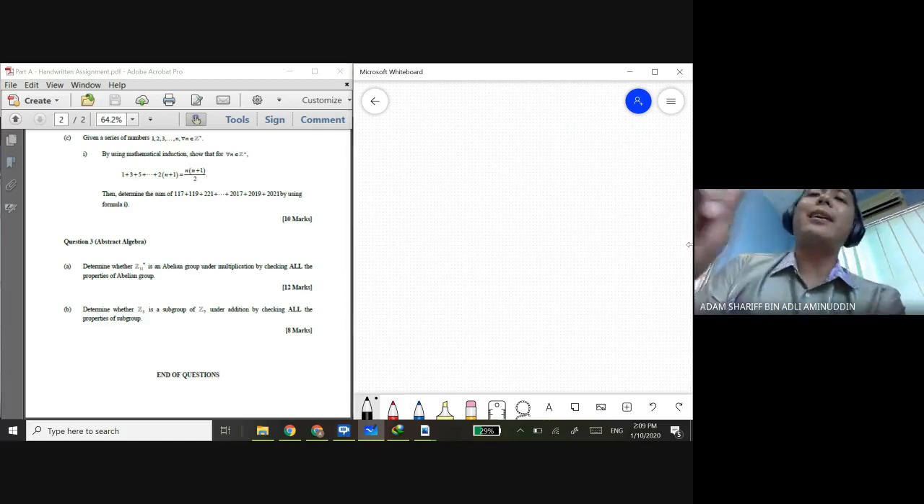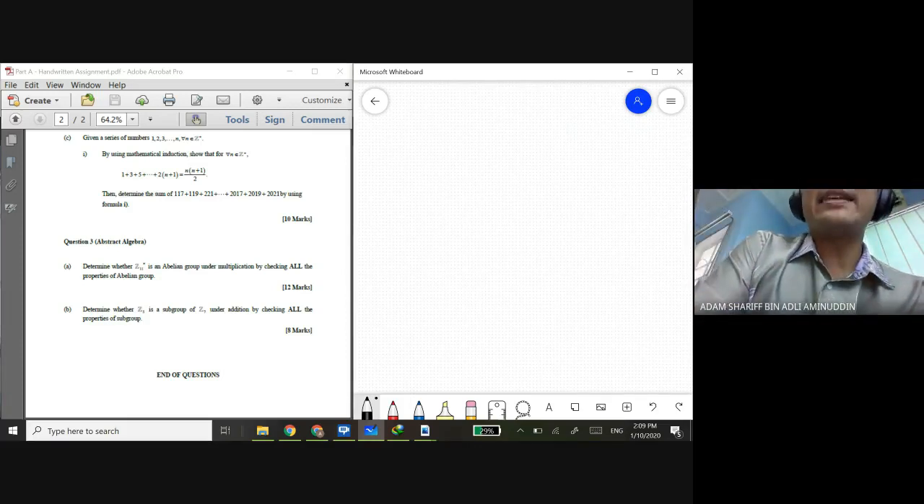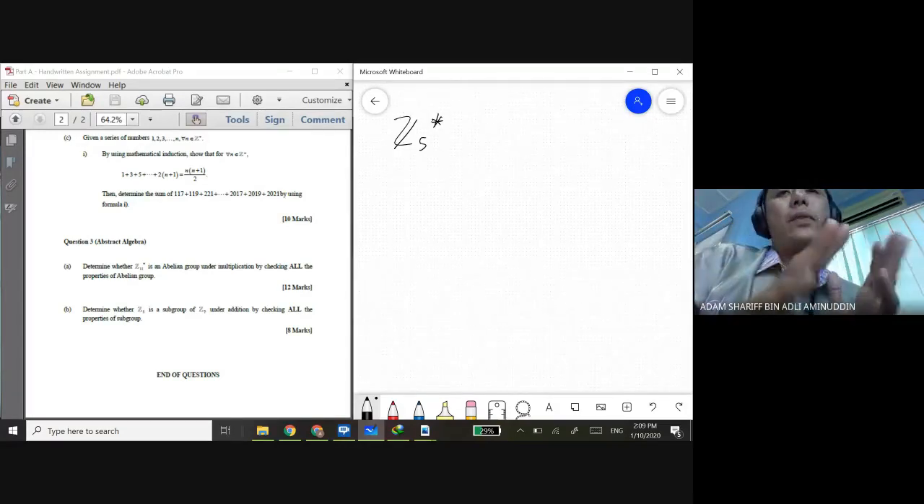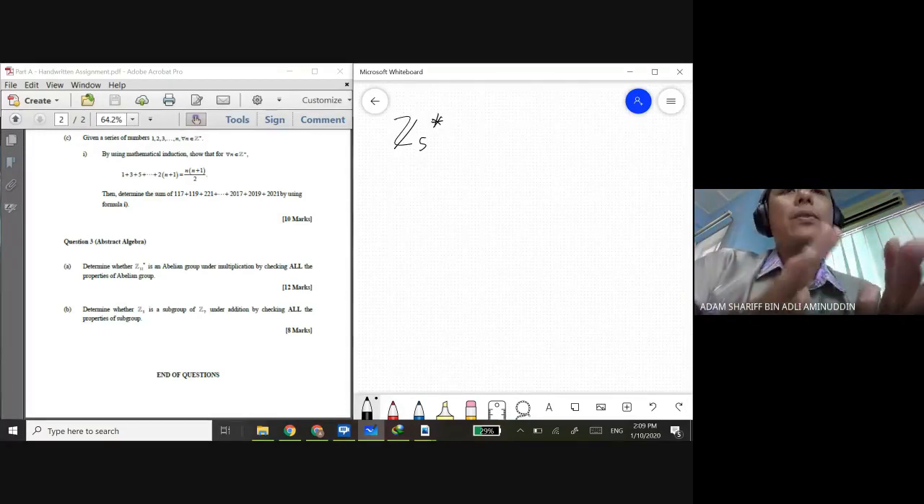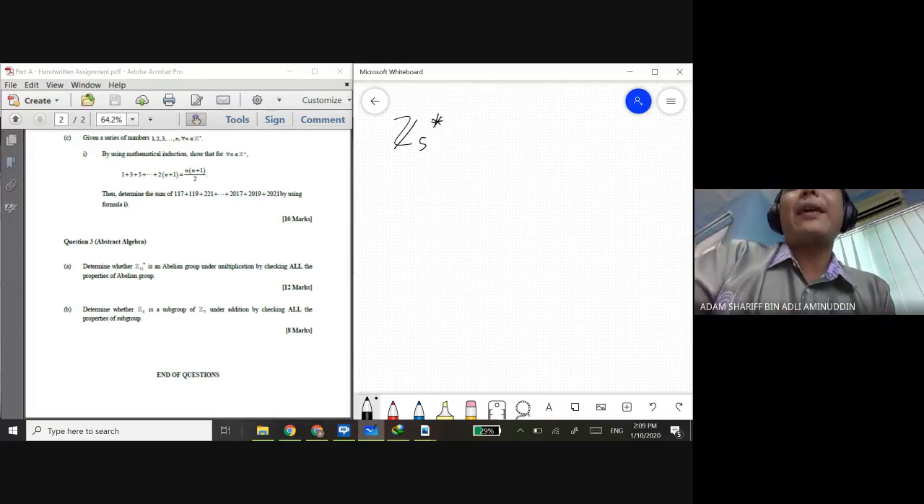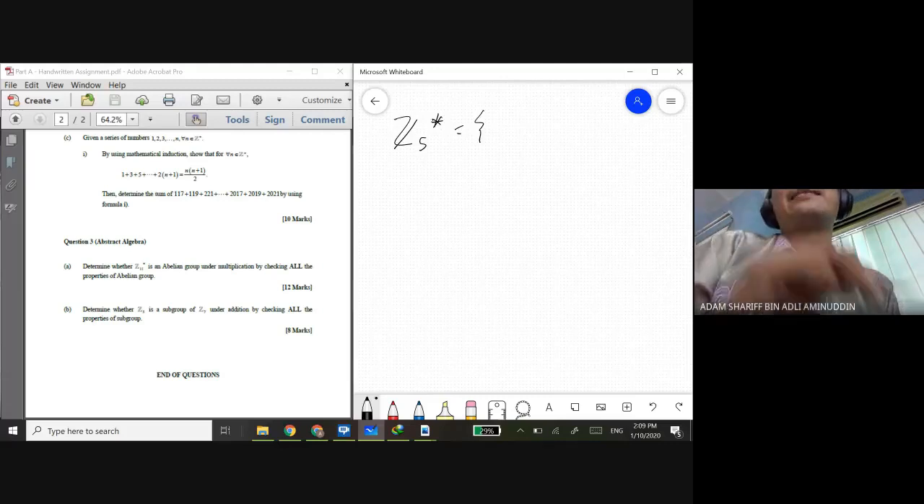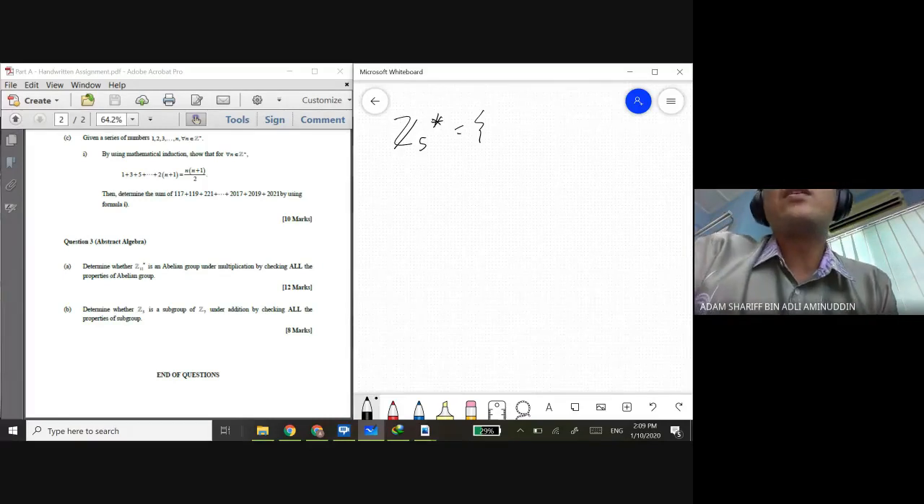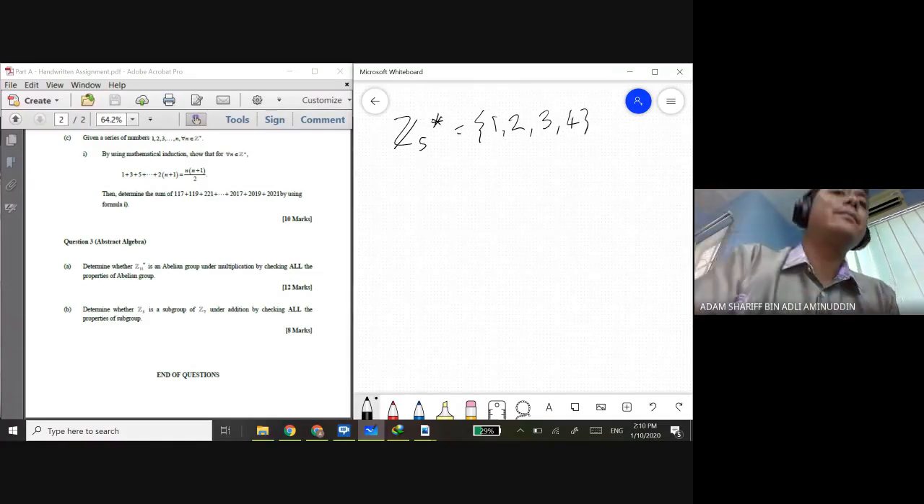Now Z11 is big, I will not redo it. I will do the small one, there is no time. Z5 star is an abelian group by checking all the properties of an abelian group. Every one of you during the assignment knows the characteristics of an abelian group, however, some of you made mistakes. For Z5 star, you must first know the elements inside. Star means no 0, so no need to put 0. It's 1, 2, 3, 4. Then you do the Cayley table.